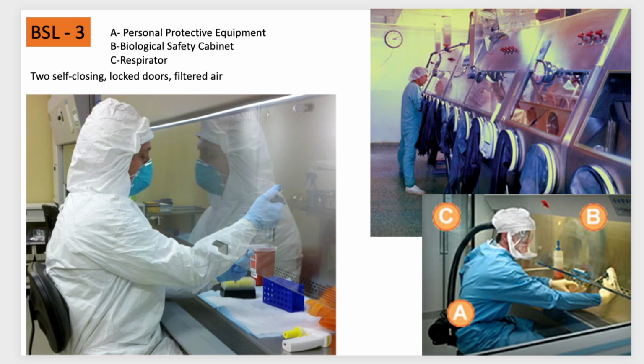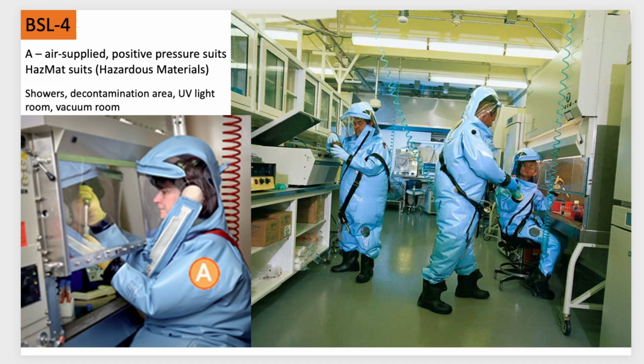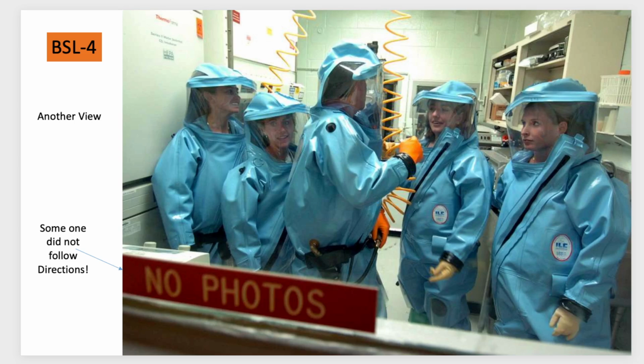BSL 3, PPE, safety cabinets. You'll have respirators, 2 self-closing locked doors, and you'll need filtered air in a BSL 3 lab. And if you're working with tuberculosis, you're going to want to have that extra protection. And then BSL 4 is the most serious: air supplied, positive pressure suits, hazmat suits. You're going to have showers, decontamination areas, UV light room, and a vacuum room. And I like this image that was on this set of notes. It says no photos for the BSL 4 lab, but they took a photo of them.